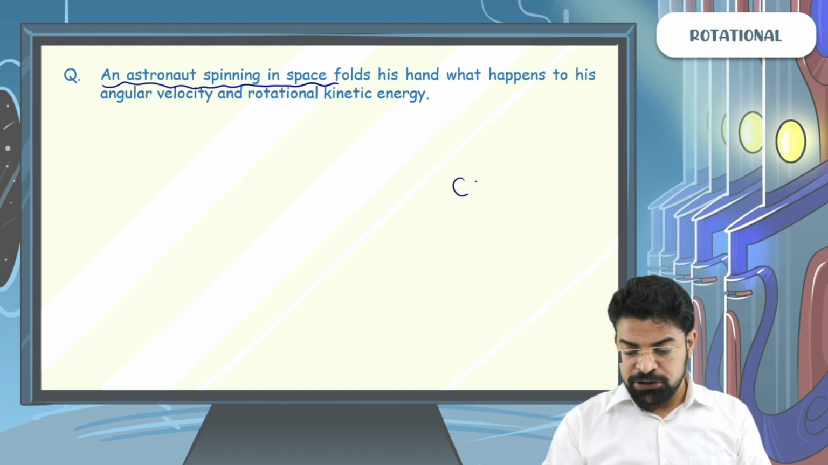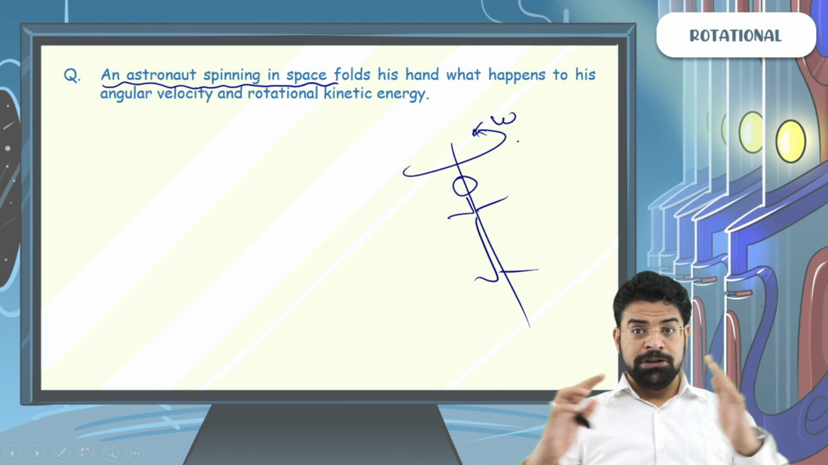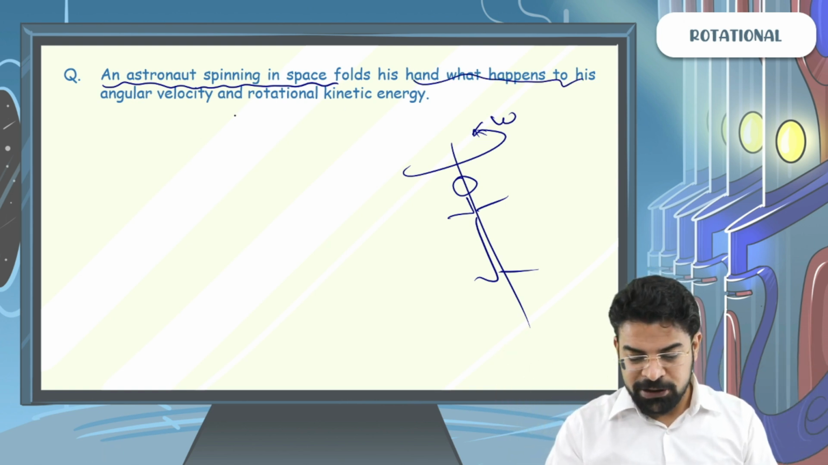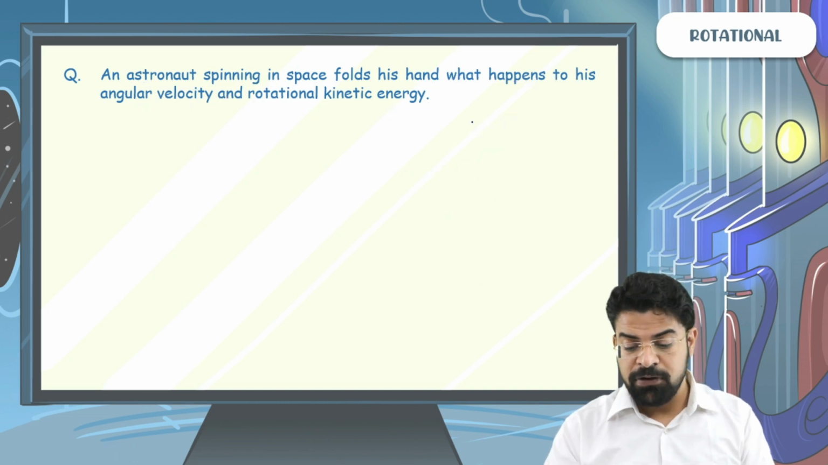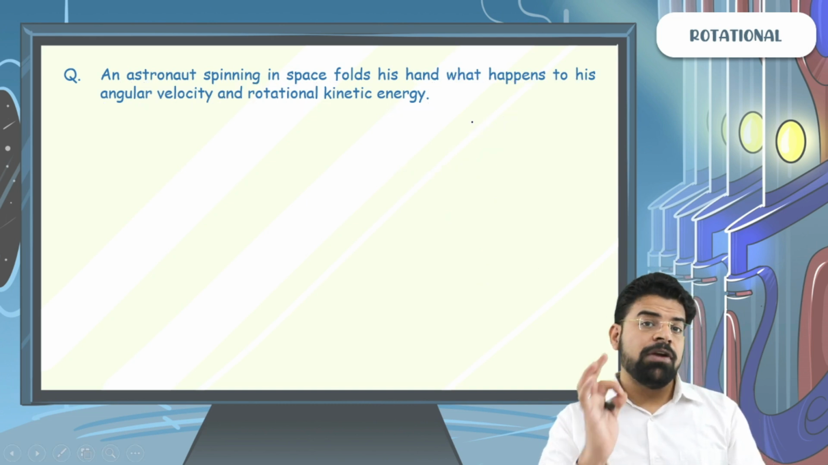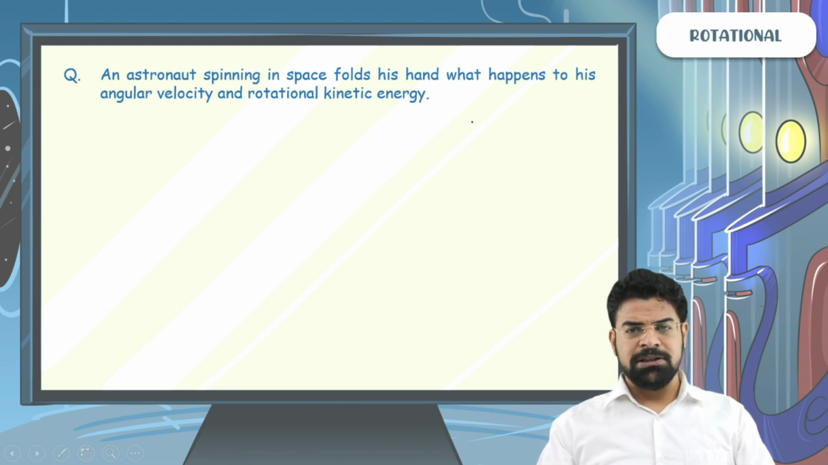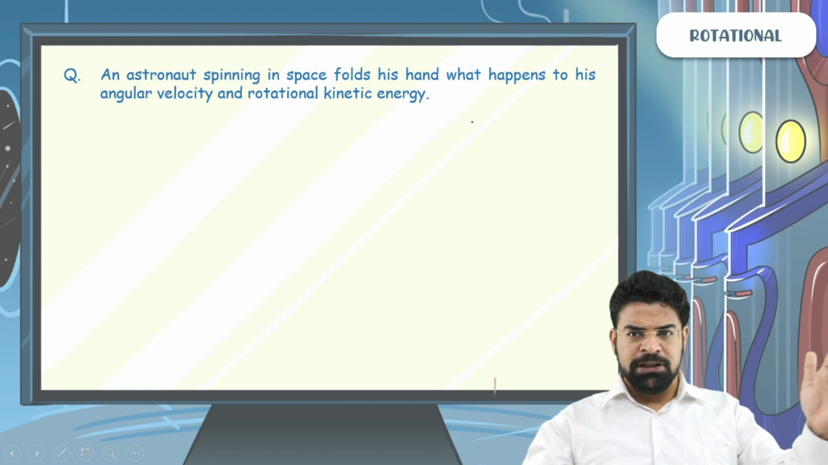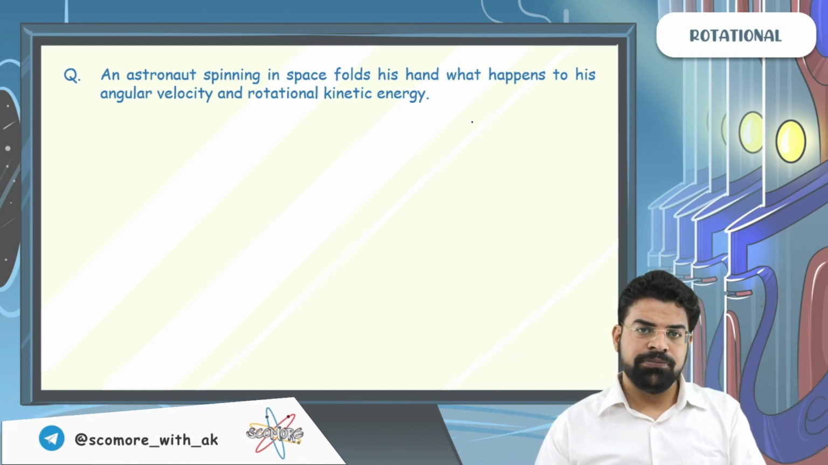So there is an astronaut, and the astronaut is spinning in space. Now the astronaut folds his hand. What happens to his angular velocity and rotational kinetic energy? So what will happen to the omega, and what will happen to the rotational kinetic energy? It's obvious that if the astronaut folds his hand, he is moving mass closer to the axis of rotation.